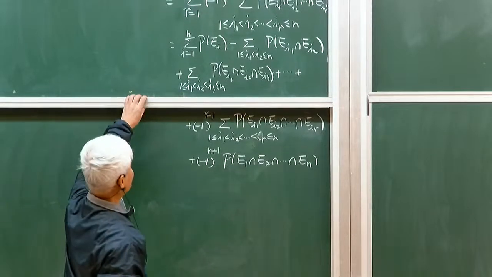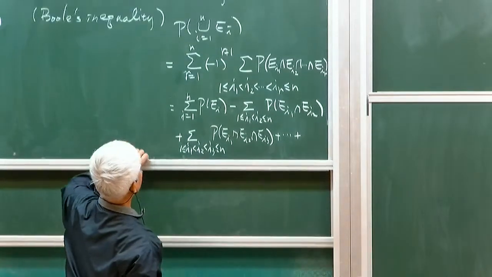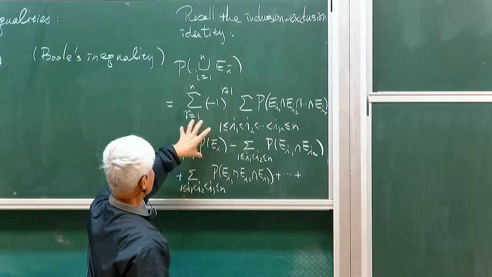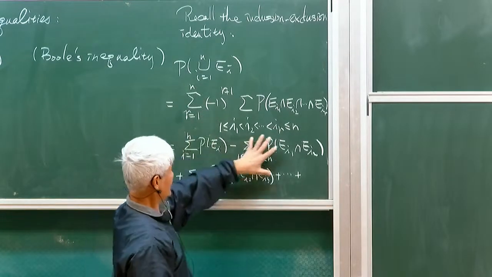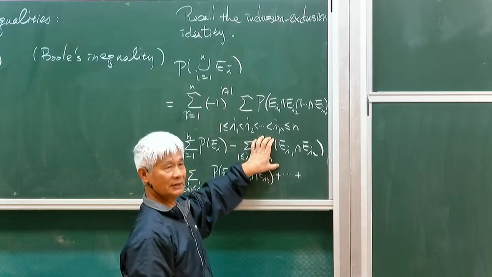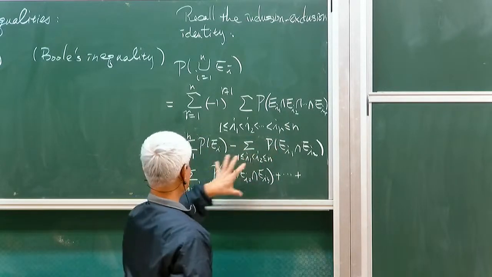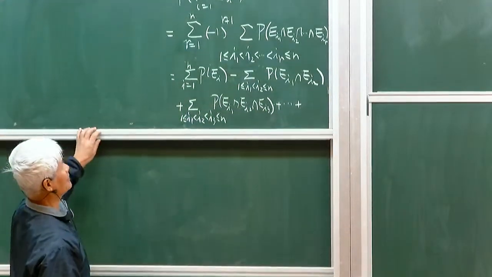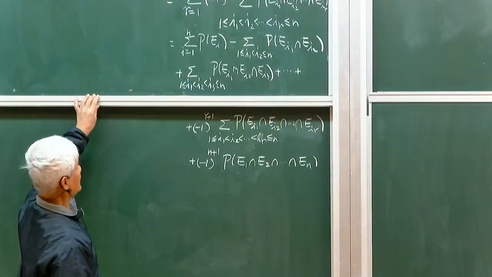So this expression is the reason why we say inclusion-exclusion, because for this sum, this is the term for inclusion. And because we subtract this sum, this is for the exclusion. So inclusion, exclusion, inclusion, exclusion. All right, so that's the name I explained last Thursday.